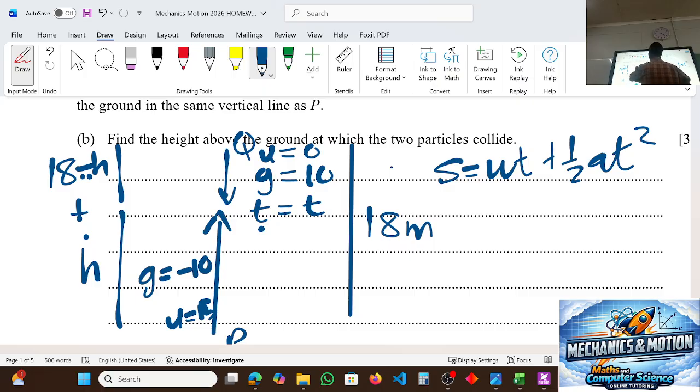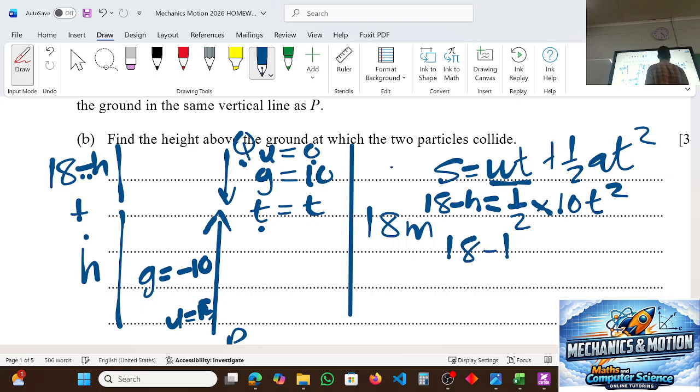So when I do the substitution for particle q here, the s there is going to be 18 minus h equal to, because initially it was at rest, I mean, it was dropped, so this whole part becomes 0. Then we have a half multiplied by a. The acceleration we know is 10, but t is unknown, so it will remain t squared like that. Now, if I simplify this equation, it gives me 18 minus h being equal to 5t squared.